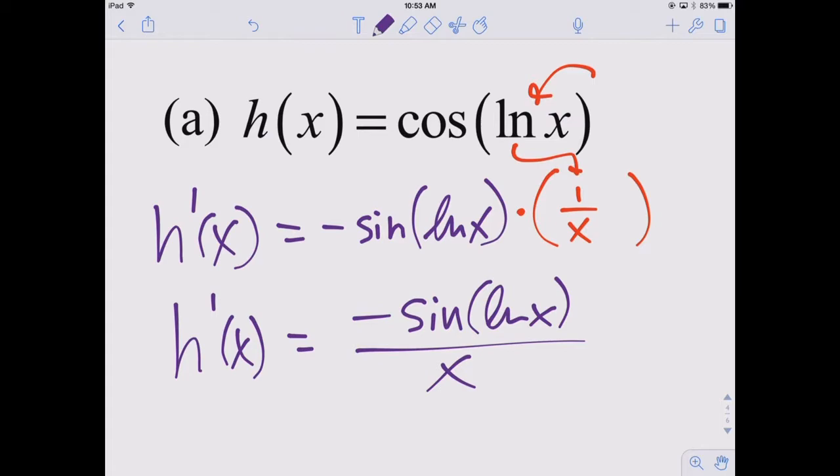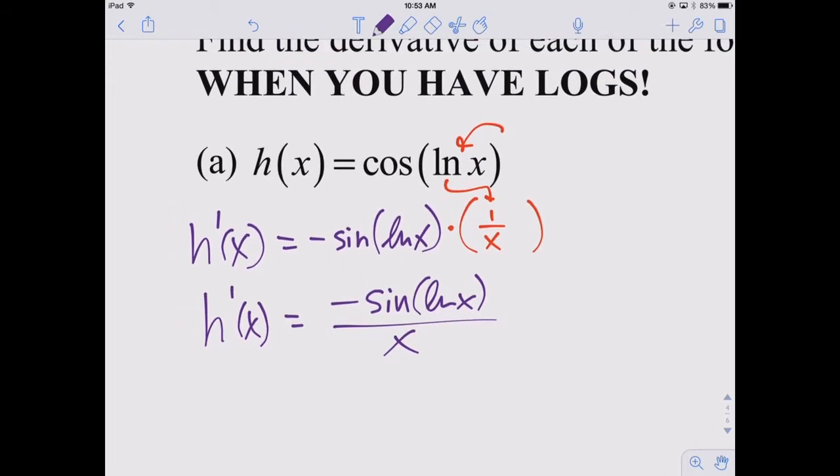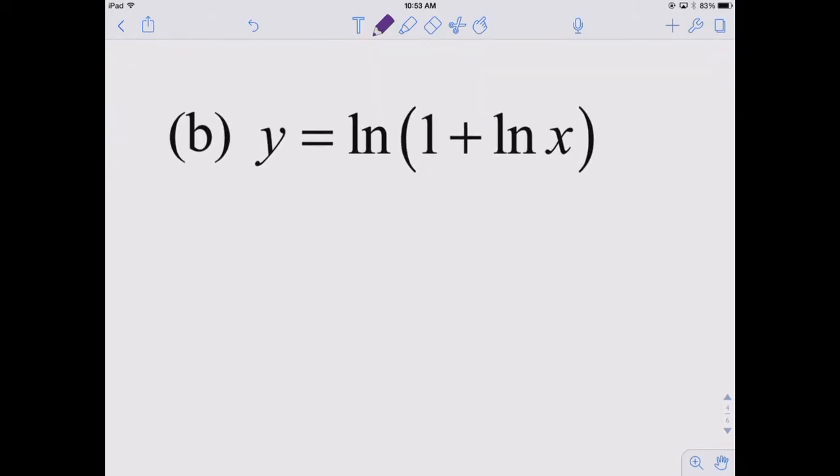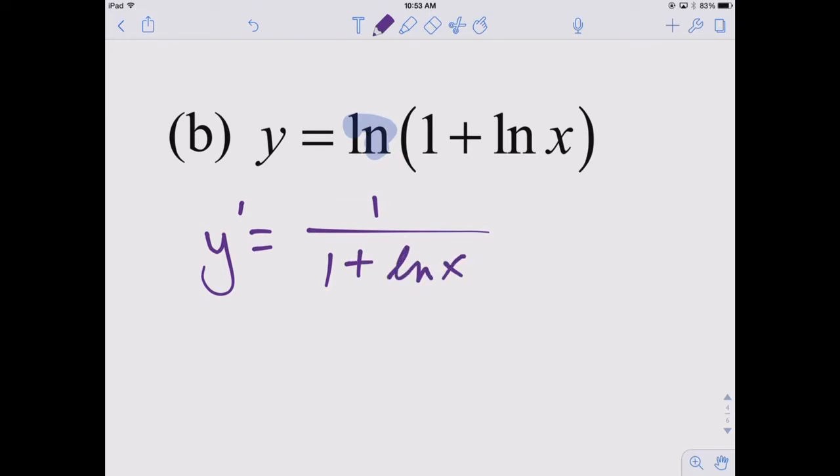All right, so in that case, our new natural log rule was inside. It was part of a larger chain rule. Letter B. Whoa. y equals the natural log of 1 plus natural log of x. There's 2 natural logs there. Inch by inch, it's a cinch, right? Work from the outside in. We got natural log of blob. So y prime would be 1 over the blob being 1 plus the natural log of x, yeah?